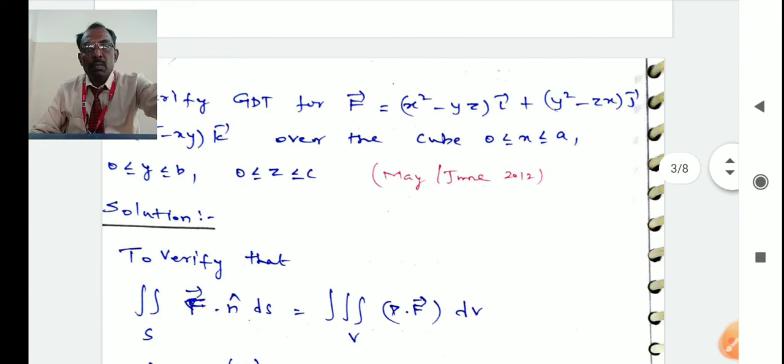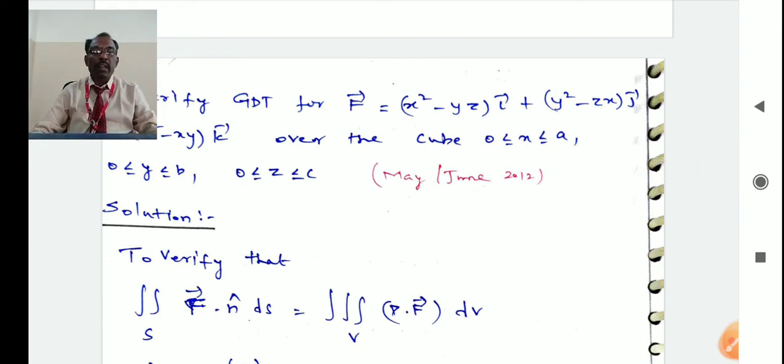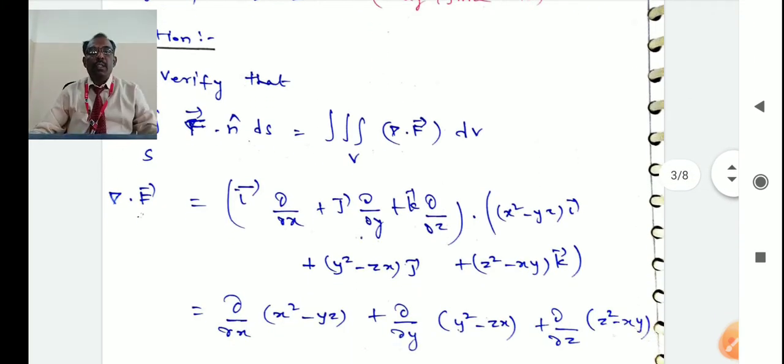Solution of the problem. The first line is, I like to write the Gauss divergence theorem formula. Double integral over S of F vector dot n cap dS is equal to triple integral over V of del dot F vector dV. So first we have to find del dot F vector. What is del? I vector del by del x plus j vector del by del y plus k vector del by del z, dot F vector, which is (x squared minus yz) i vector plus (y squared minus zx) j vector plus (z squared minus xy) k vector.